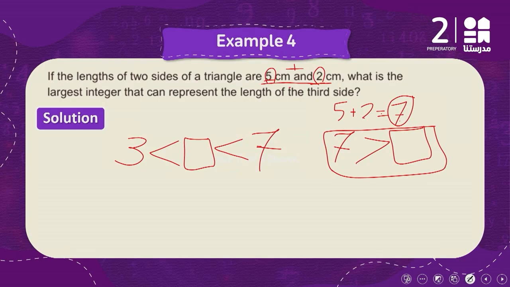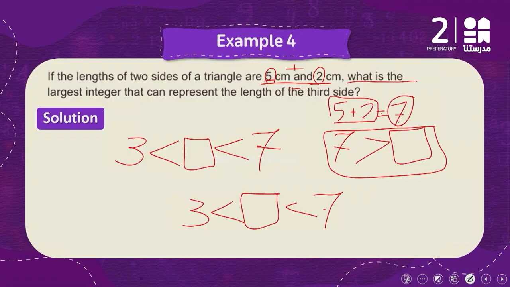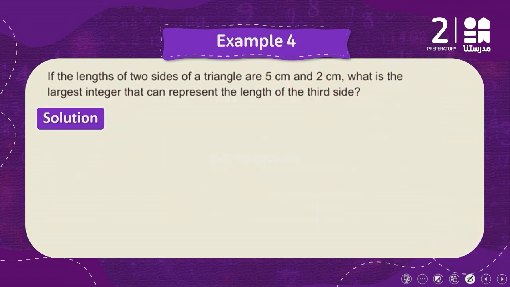So here's the general rule. You add them first. There's 7. And subtract them. This is 3. So the third side must be between 3 and 7, which means 4, 5, or 6. Which one can we use? Any one. But in this question, what is the largest integer that can represent the length of the third side? The largest one, we can use 6 for sure.